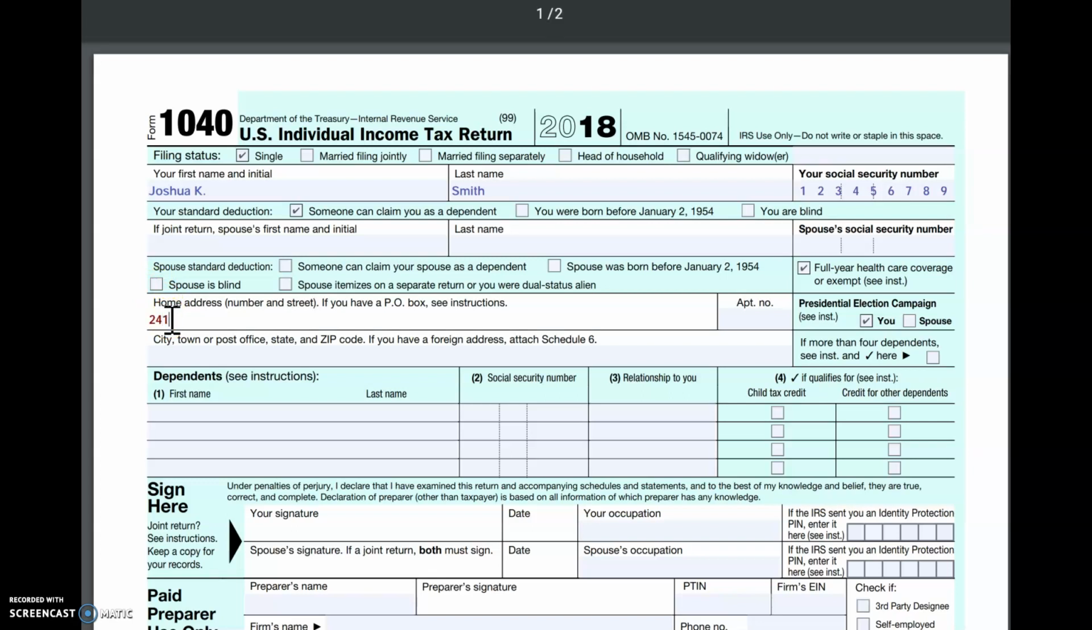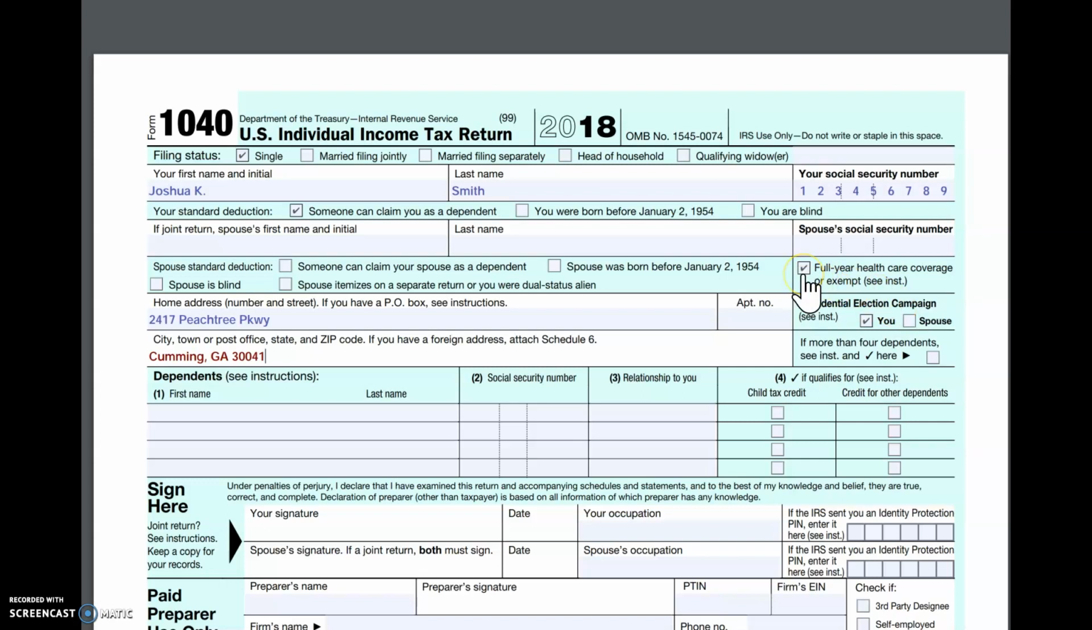We'll put his address, which is 2417 Peachtree Parkway. He does live in Cumming. And presidential election campaign, totally up to you if you want to check that. It takes $1 of your tax money towards the presidential campaign. It does not increase or decrease your tax bill any.